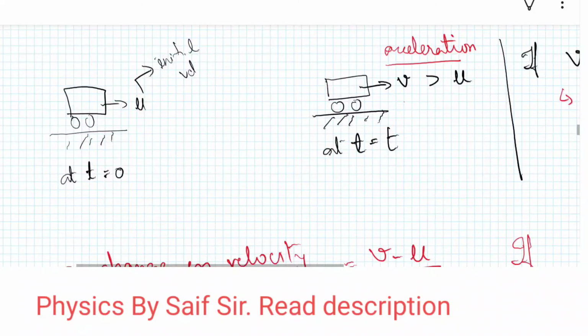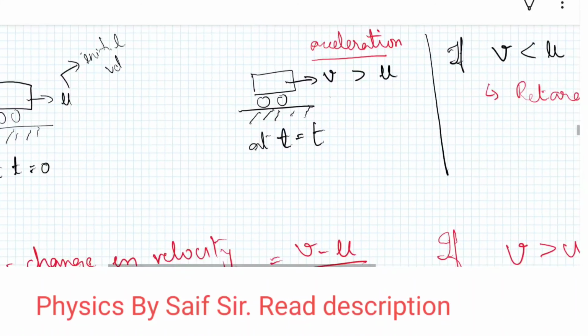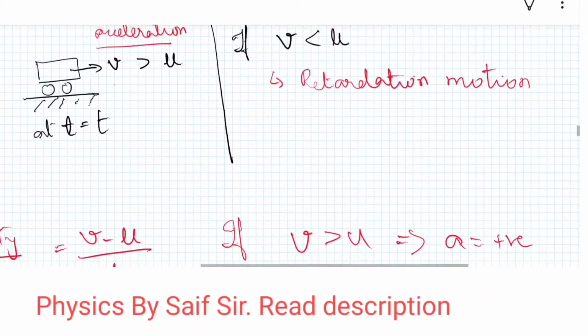As you can see here on the left side, there is a car, and at t equal to 0 there is an initial velocity u. On the right side, at t equal to some t seconds, there is a final velocity v, which is greater than the initial velocity. That means v is greater than u, it is acceleration. Just in case v is less than u, then it comes under retardation.